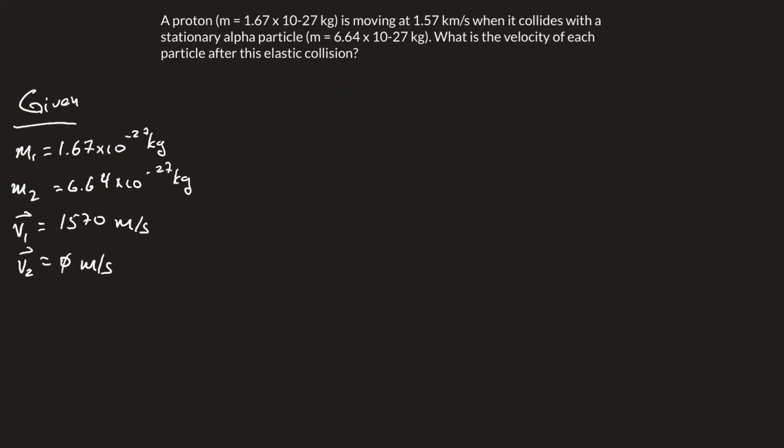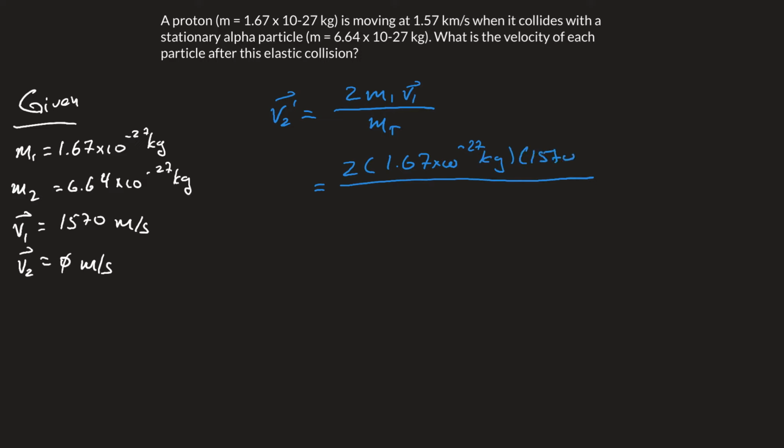We have a different equation if we're solving for V2. Because V2 is what started off as 0, we have a slightly different equation that we've derived for that. In this case, V2 prime is equal to 2 times mass 1 times V1 over total mass. So what does this give us here? 2 times mass 1, 1.67 times 10 to the negative 27 kilograms, times V1, 1570 meters per second, divided by your total mass, 8.31 times 10 to the negative 27 kilograms.